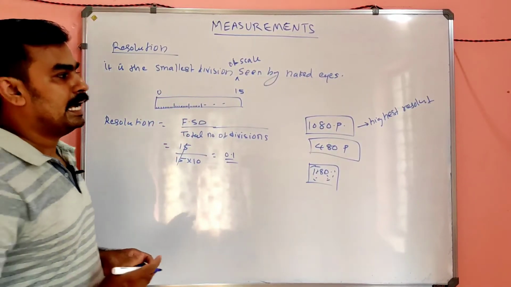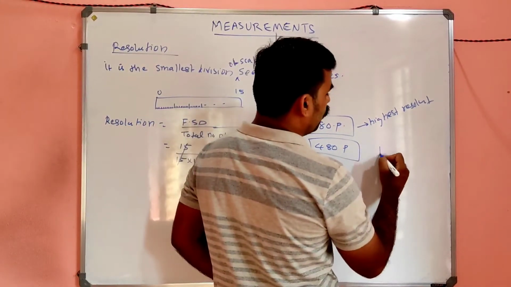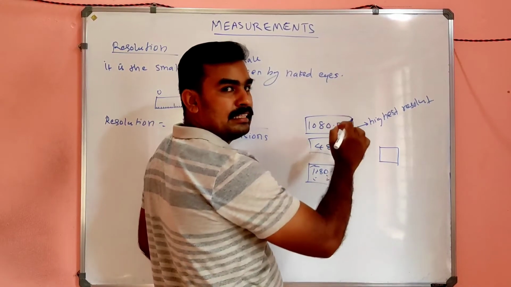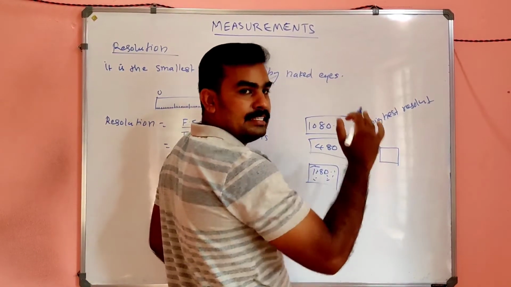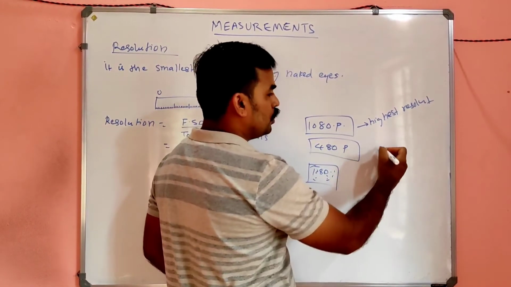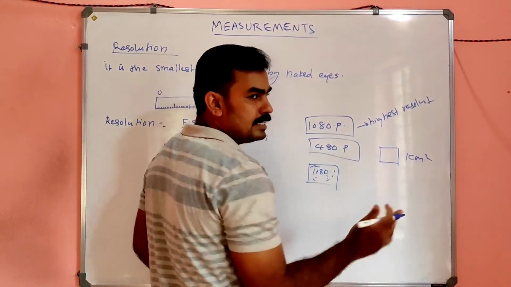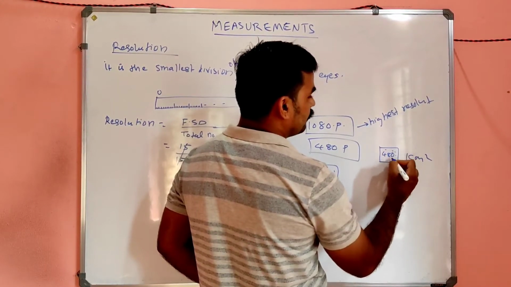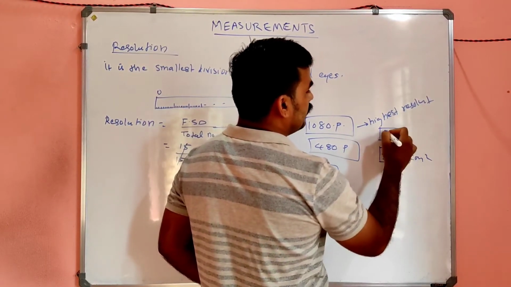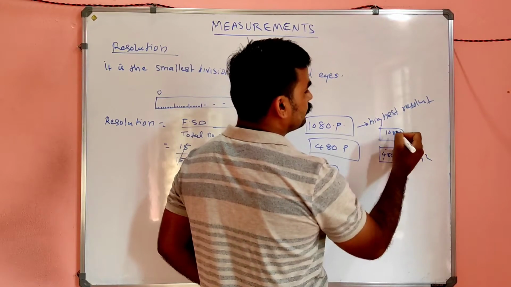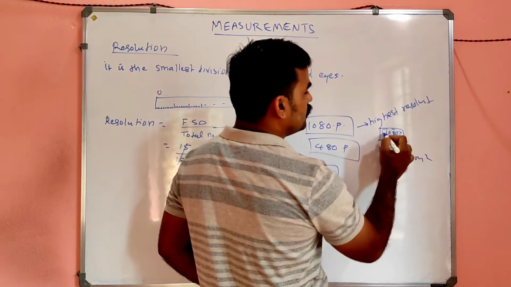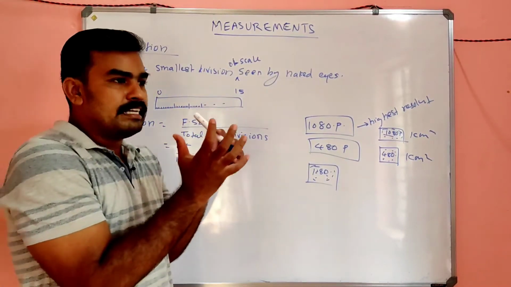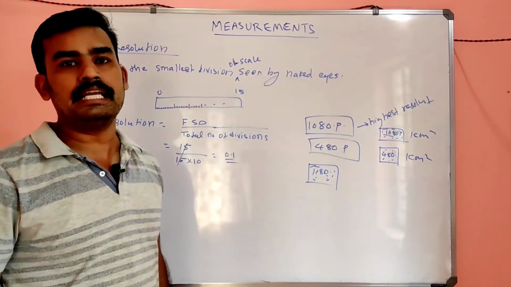Suppose you take 1 centimeter length and 1 centimeter height, so a 1 centimeter square area you are considering. Suppose it contains 480 dots in one case and 1080 dots in the other. The 1080 dots will be contained in 1 centimeter square, which means the content is richer and the quality of the content seen is better.